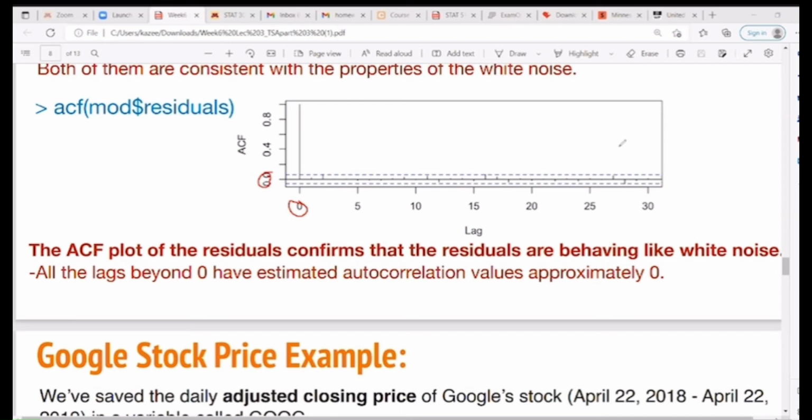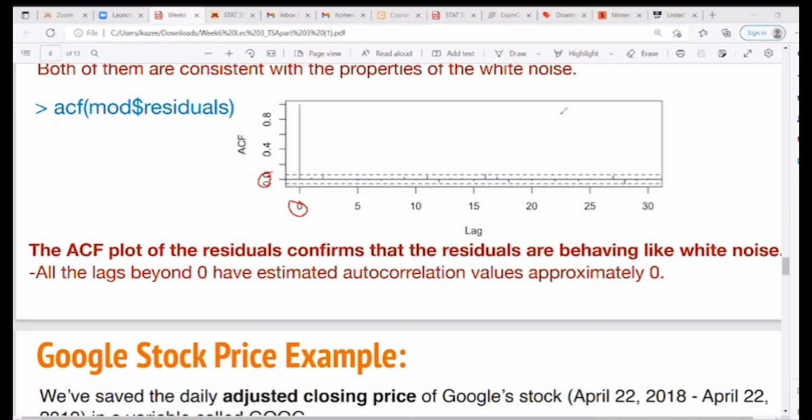I want you to take notes of that. So the ACF plot of the residuals that I'm showing you now confirms that the residuals are behaving like white noise. If you look at every other lag beyond zero here, they all have estimated autocorrelation function values approximately zero. So with that, since the residuals behave like white noise, of course, we can trust our model. We can trust the AR1 model that we estimated before.